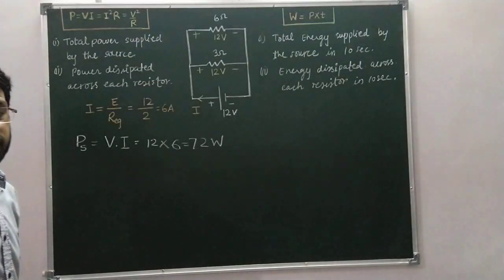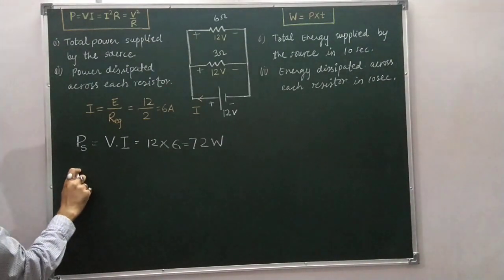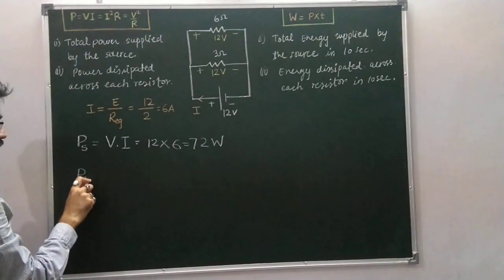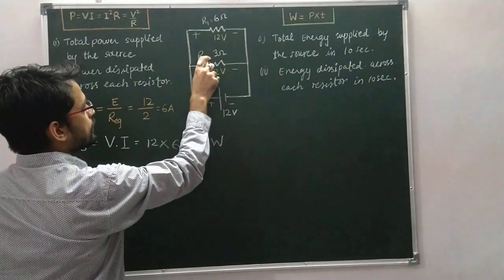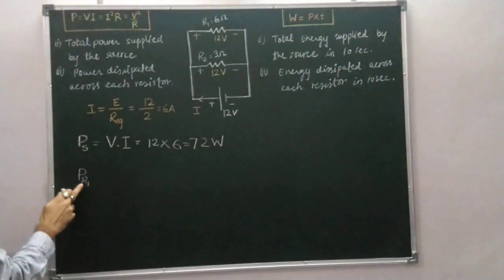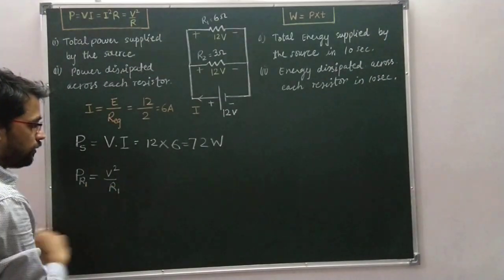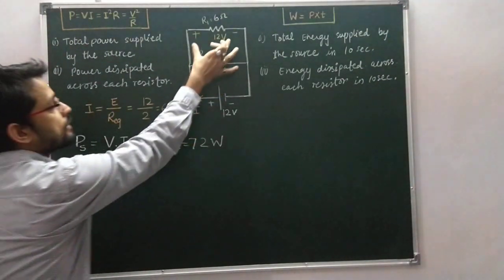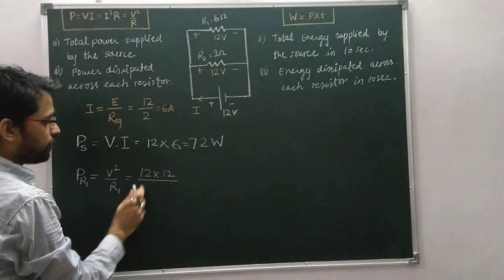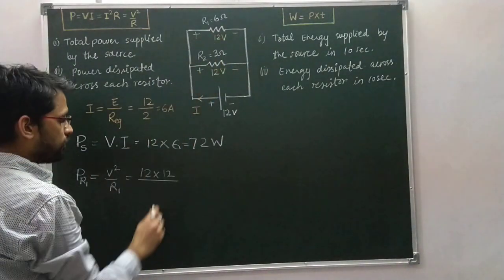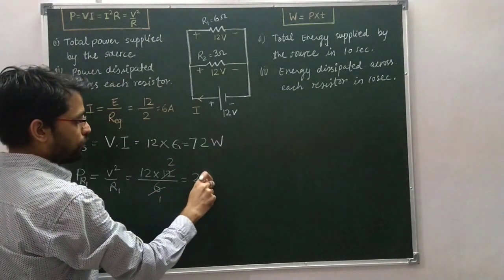So for each resistor, for each element, we use this last formula to calculate the power delivered. The power delivered across R1, say this is R1, and this is R2, is equal to V square upon R1. What is the potential difference across R1? 12 volt. So 12 into 12, V squared, upon R1. R1 is 6. 6 twos are 12, 24 watt.